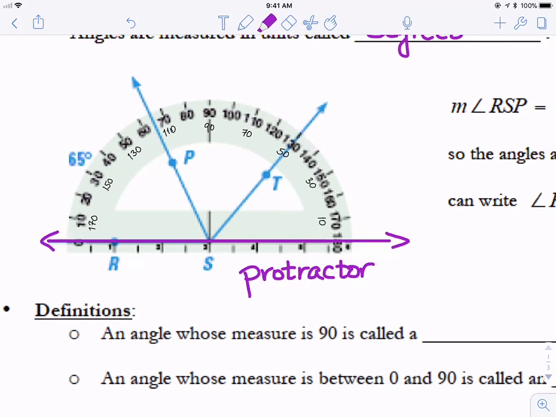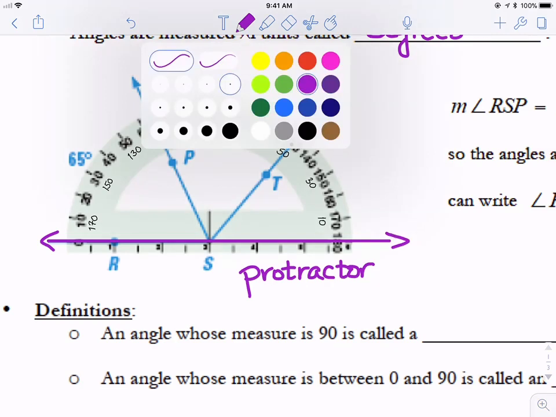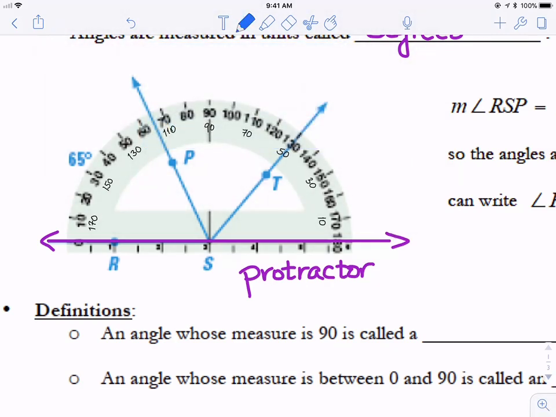And then if you were to go the other way, if you start on this side and go counterclockwise, that way the numbers are going up. So when you're reading the size of an angle, for example, the first one there is asking you for angle RSP. So angle RSP is, let me get rid of this, angle RSP is this angle right here.